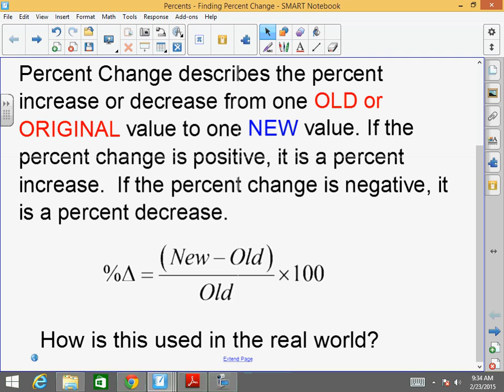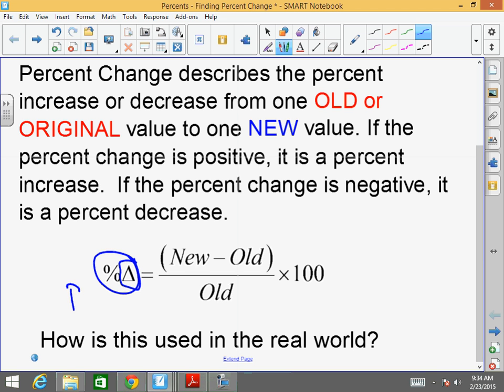Now the formula. Percent change. Don't get scared by these fancy symbols here, okay? This is a percent, and this little triangle is called delta. That just means change. So it's percent change. And it equals the new value minus the old value divided by the old value, and then times 100. You multiply by 100 because when you go from decimal to percent, you move the decimal 2 places to the right, and that is essentially multiplying by 100. Because when you multiply by 100, you move the decimal 2 places to the right.